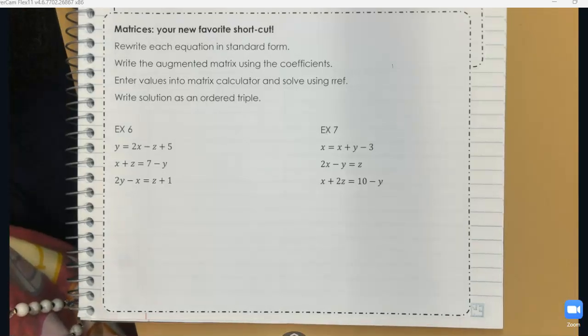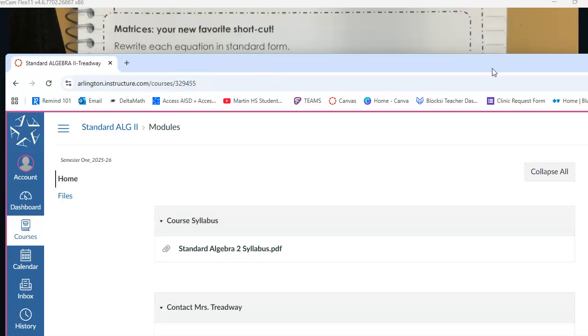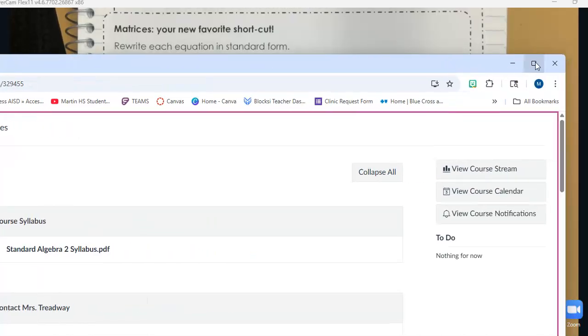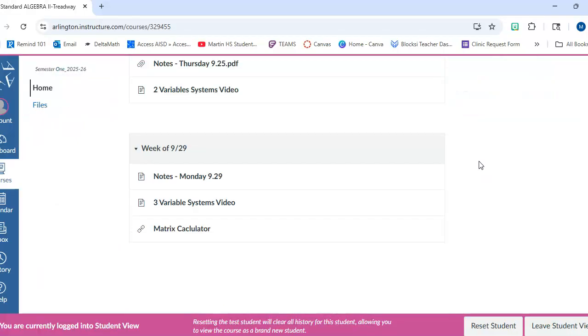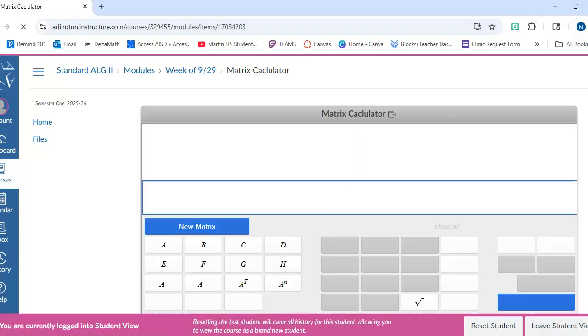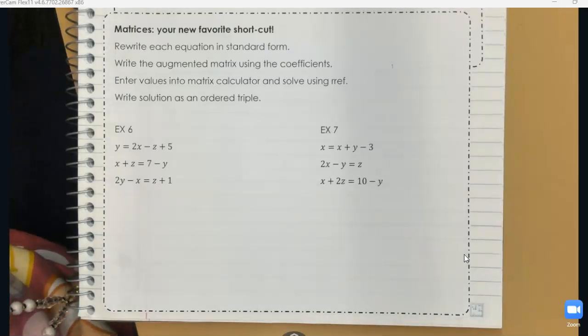So in Canvas, when you go to the module for this week, that's the PDF copy of the notes, the videos you're currently watching. This is the matrix calculator that you're going to use. And it can embed right into Canvas for you, or you can just open it in a new tab if you'd like. But you could do desmos.com/matrix and it will pull it up for you. So before we get into what you're entering there, first we need to show you how to write a matrix.